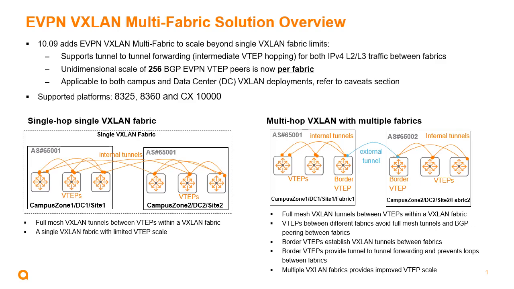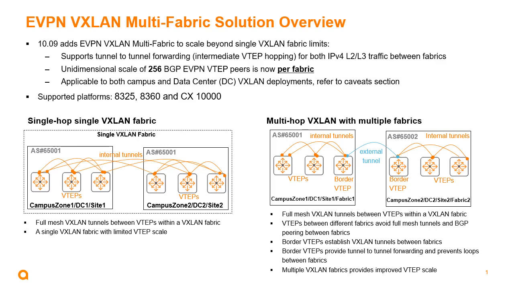This is a technology that's applicable to both campus and data center VXLAN deployments, but refer to the caveat section for more details. Supported platforms H25, H360, and CX 10.000 will support this multi-fabric solution. It's only really required on the border VTEP. The other VTEPs, you can see, do not connect to other fabrics. Those could be normal VTEPs such as 6300, 6400.